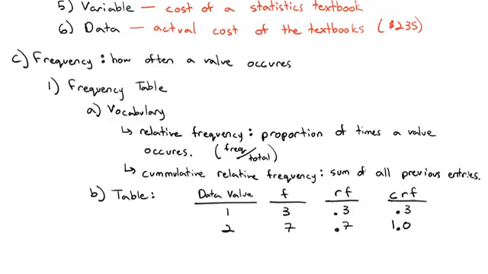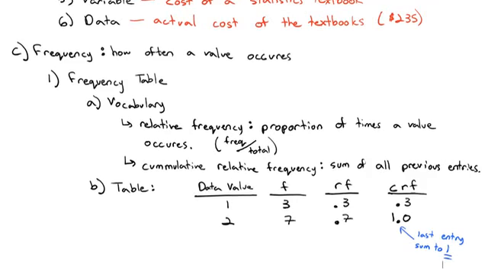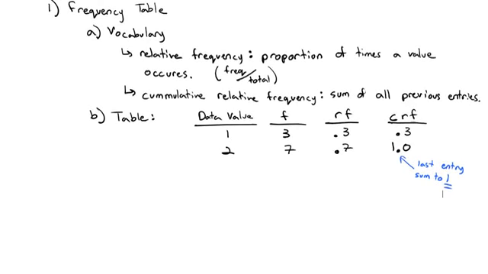Interesting to note is the last entry should sum to 1. Now maybe if you have a round-off error, it might be 1.00001 or 0.9999999. That's okay. But generally speaking, we hope that cumulative relative frequency should sum to 1. That's all to show us how to set up the table. Let's actually make a frequency table.